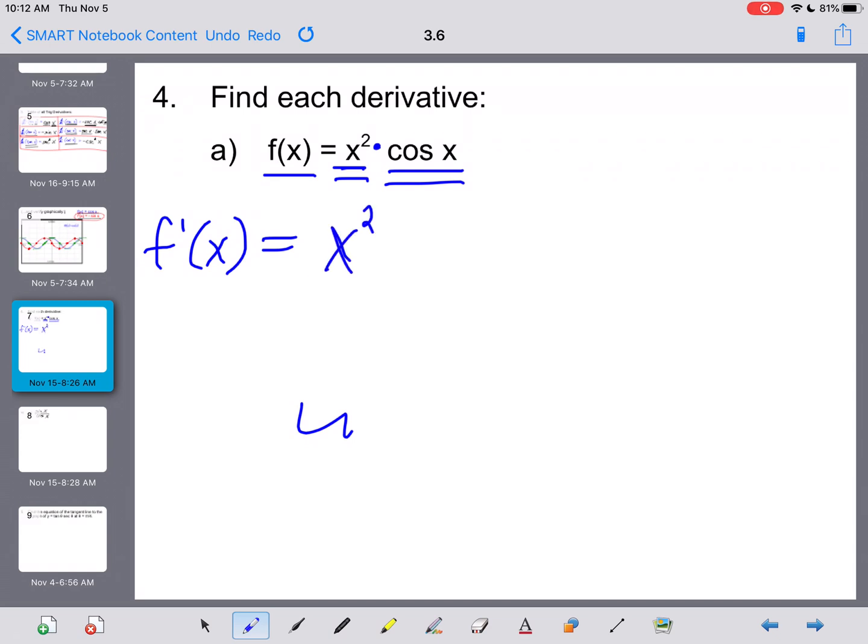X squared, there's the first factor, multiplied by the derivative of the second. And the derivative of cosine of x is negative sine of x. I'm going to put the negative out in front and then just multiply the sine of x right there because I think that looks a lot better. So that's the first times the derivative of the second, plus the second factor, which is the cosine of x multiplied by the derivative of the first, which is 2x.